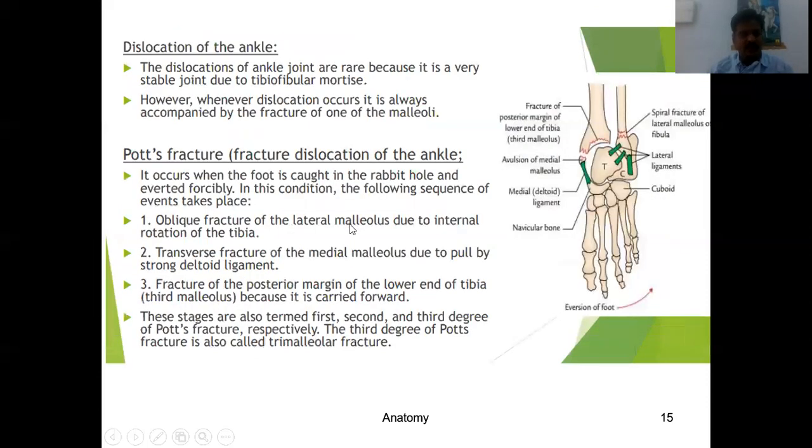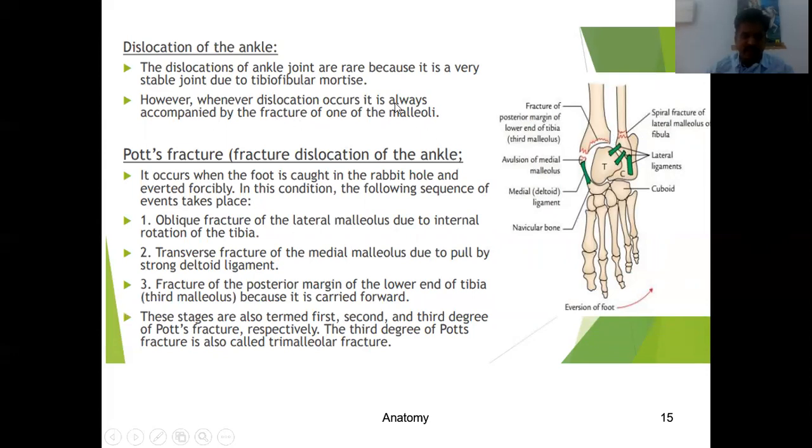And apart from the ankle sprains, we have the dislocations of the ankle. The dislocations of the ankle joint are rare, because it is a very stable joint due to the tibiofibular mortise, which we already discussed. If it is dislocated or fractured, we can see multiple fractures because the joint is tightly packed. Any injury leads to multiple fractures.